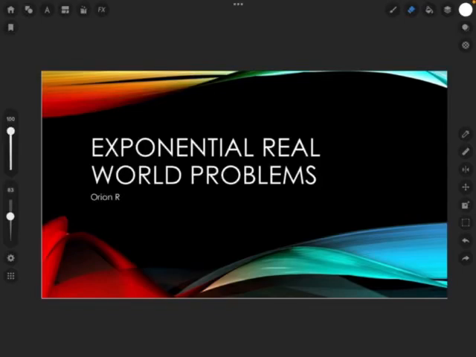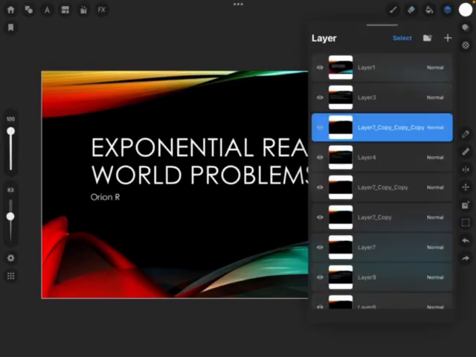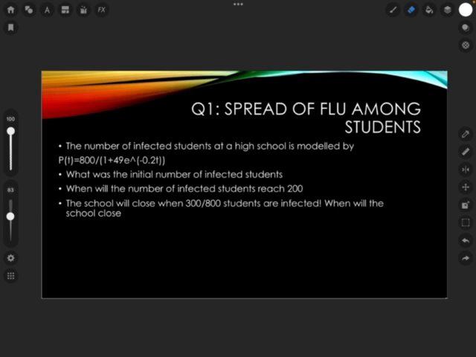Alright, so these are the exponential real world problems. Question one is about infected students. The number of infected students at a high school is modeled by 800 over 1 plus 49e to the power of negative 0.2t. The question wants us to find the initial number of infected students, when the number of infected students will reach 200, and if the school closes at 300 out of 800 students, then when will the school close?